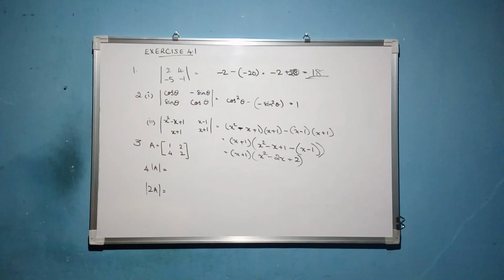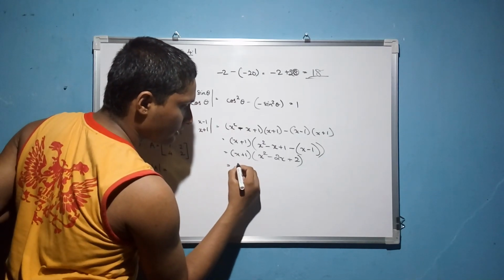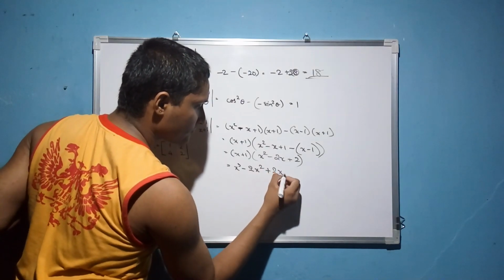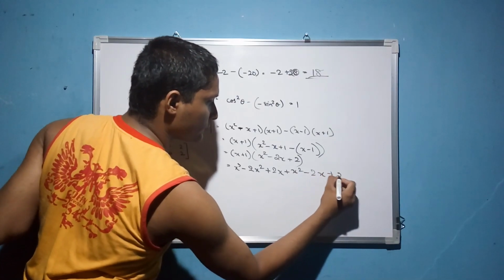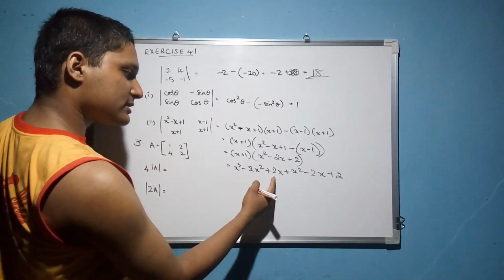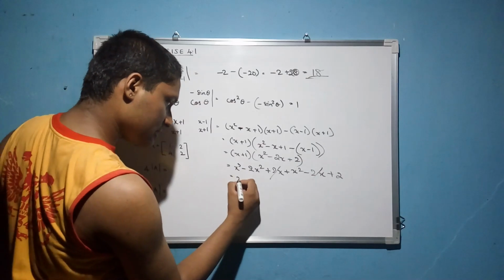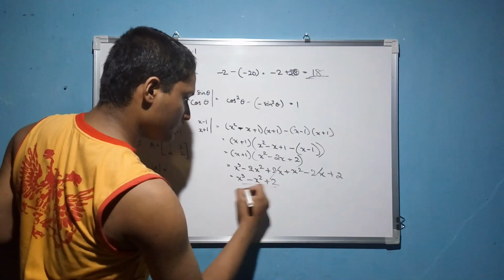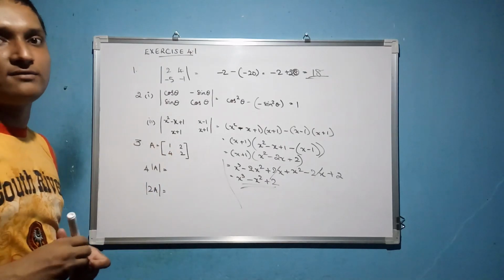I hope you know how to multiply, right? So maybe I'll just try to multiply. It is going to be x cube minus 2x square plus 2x plus x square minus 2x plus 2. Now you have plus 2x and minus 2x, it's going to get cancelled. Then you have x cube, then minus x square plus 2 is going to be the answer for this determinant. That's the value of that determinant.